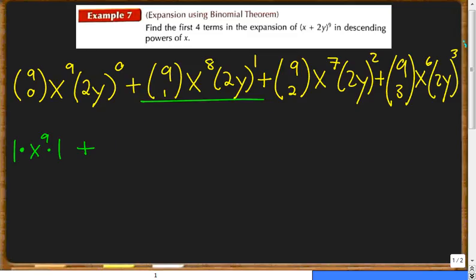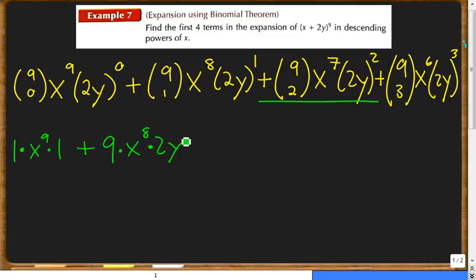So 9 choose 1. This is 9 factorial over 1 factorial times 9 minus 1 factorial. Well, 1 factorial is just 1. 9 minus 1 factorial, that's 8 factorial. So 9 factorial over 8 factorial, that's just 9. And then we have x to the 8th, and then 2y.